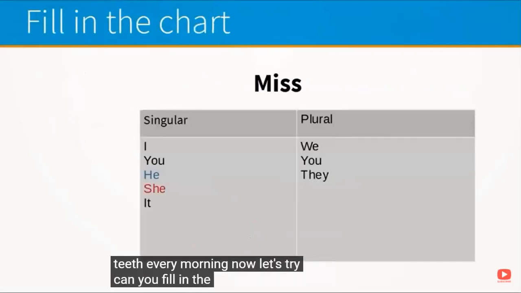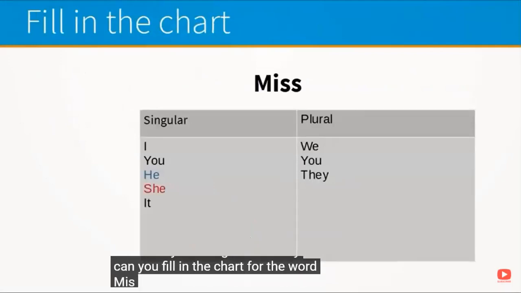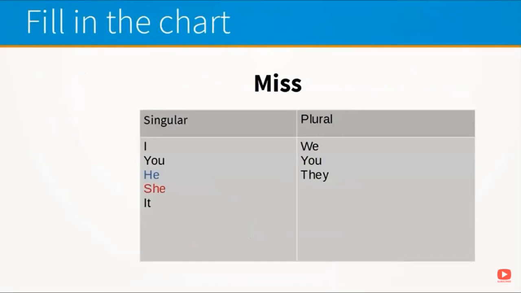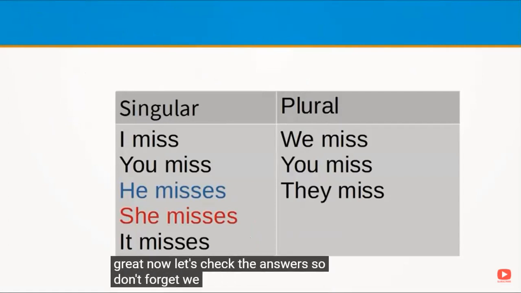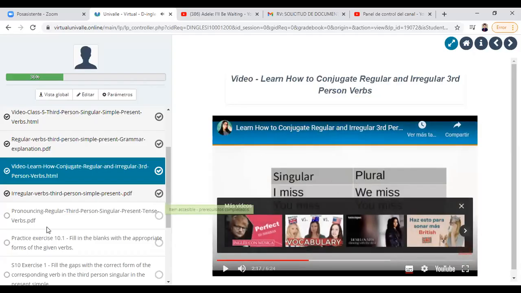Fill in the chart, singular, plural. Miss: I miss, you miss, we miss, you miss, they miss. In this case, if you notice, I miss, you miss, he misses, she misses, it misses. Plural, we miss, you miss, they miss, okay? Then you can have a complete look on the platform.